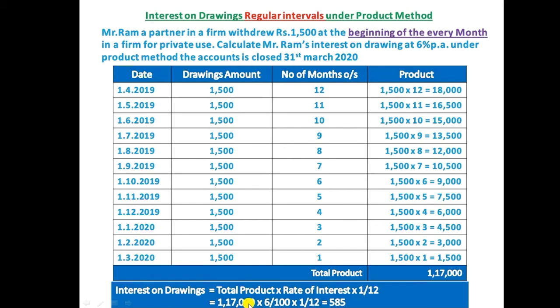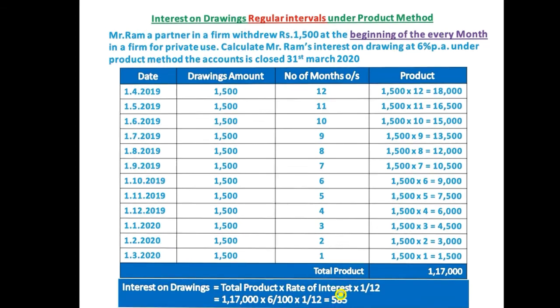The total product according to the table is 1,17,000, into the rate of interest given in the question, which is 6% per annum. So 6 by 100 into 1 by 12, we will get 585 rupees as the interest on drawings of Mr. Ram. We'll see the next one.